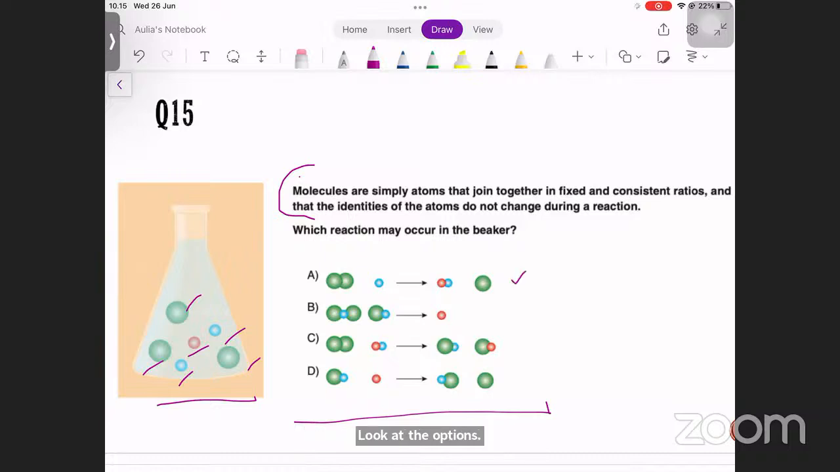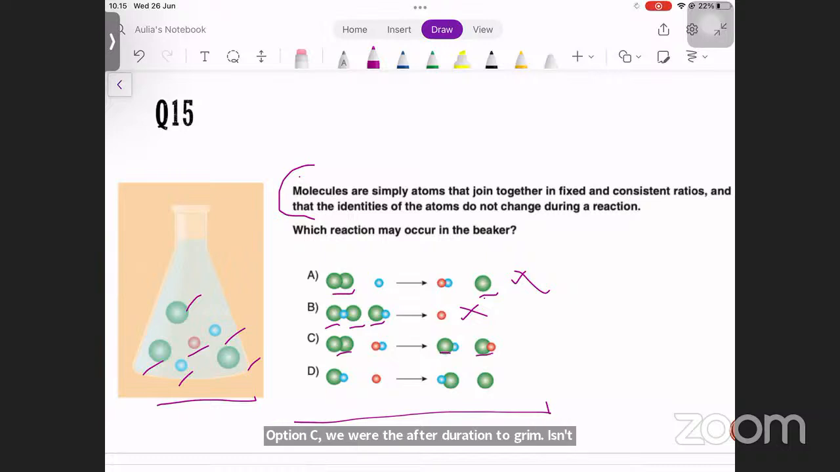So option A, for example, look, in the reactant, or before the reaction, we have two green and one, and after the reaction, one green. Obviously incorrect. Thank you, Ali, for answering this question. Yes, the answer is C, but I want to show you why the others are incorrect. In B, before the reaction, three greens, but after there is no green. Obviously incorrect.